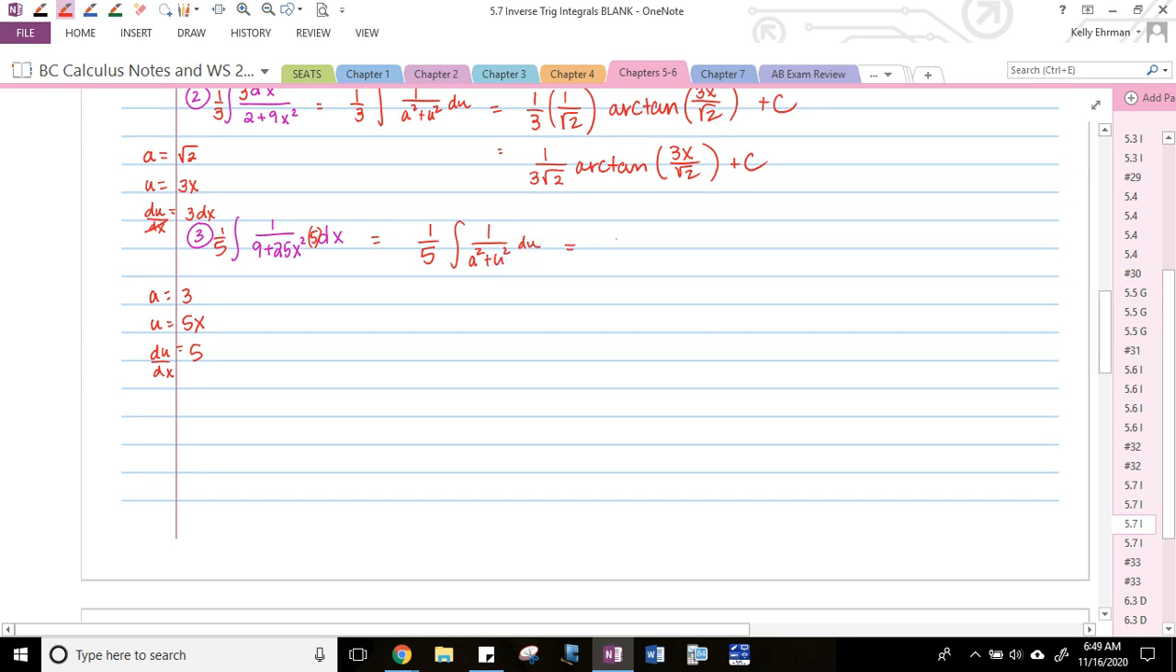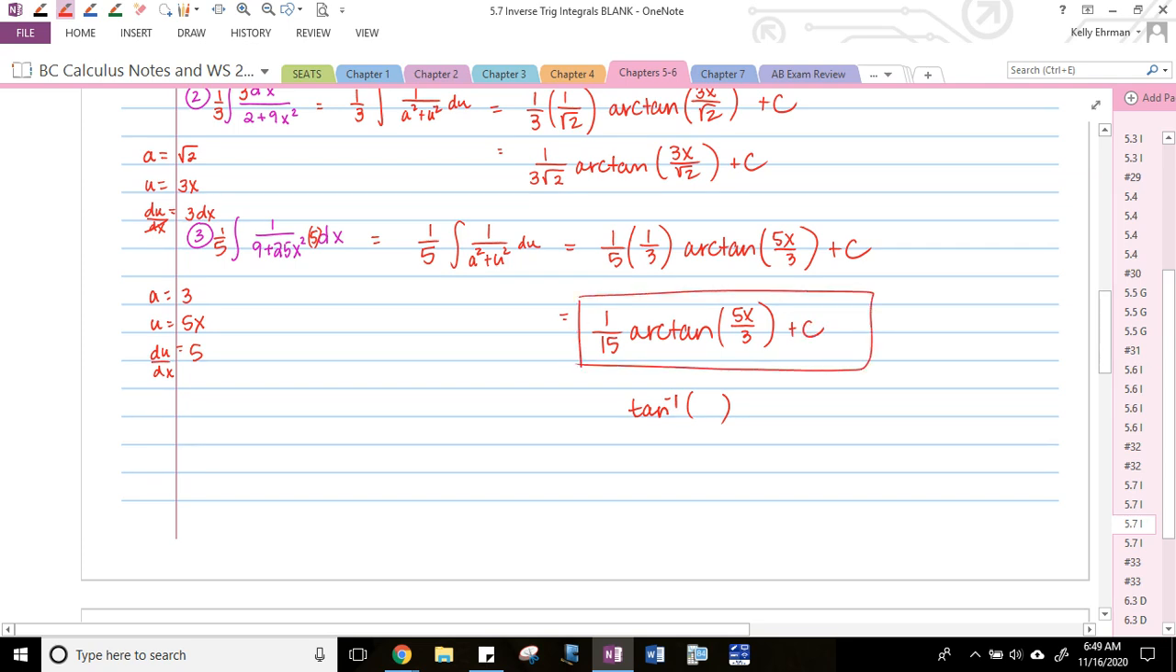So that's arctangent. This is 1/5 times 1 over a, 1/3, arctangent of u over a, 5x over 3, plus c. So that's 1/15 times the arctangent. Remember, arctangent is also written like this, and they use both notations on the AP test. So just recognize that that's equivalent. 1/15 arctangent of 5x over 3 plus c.